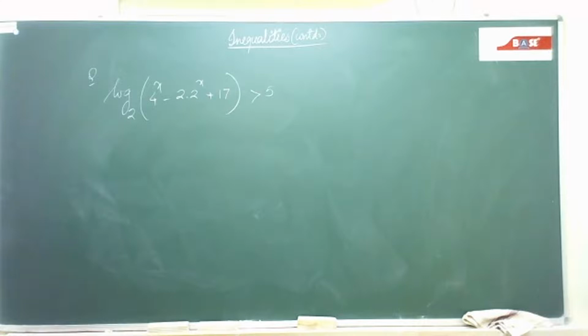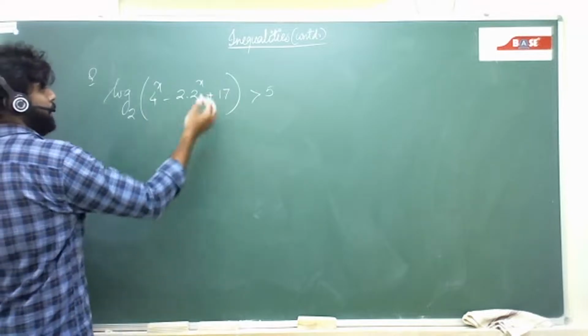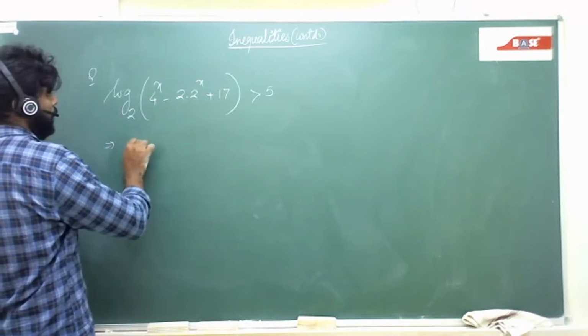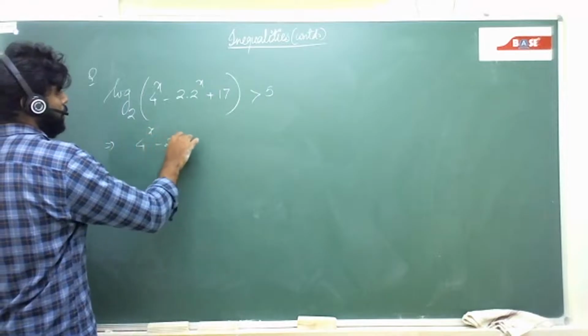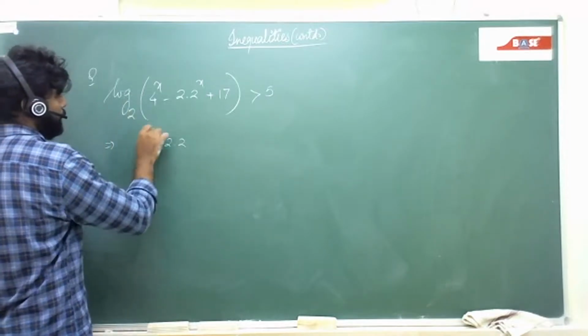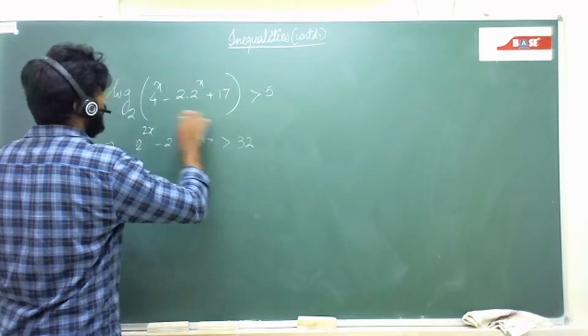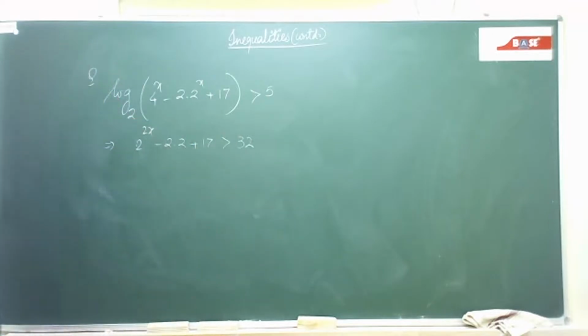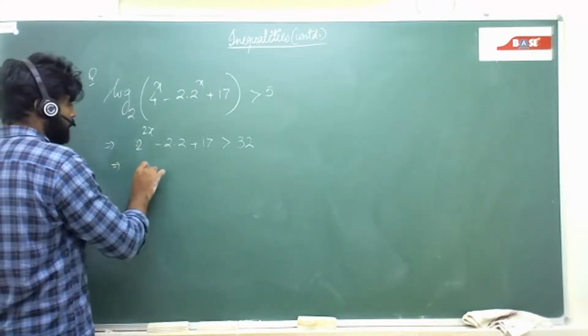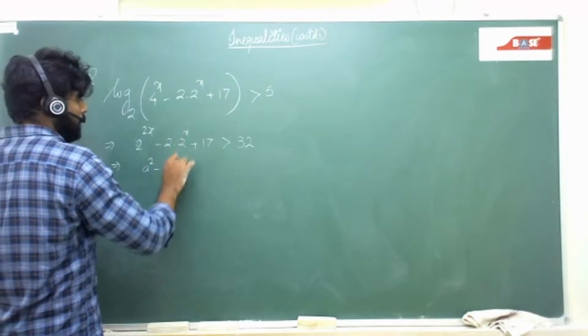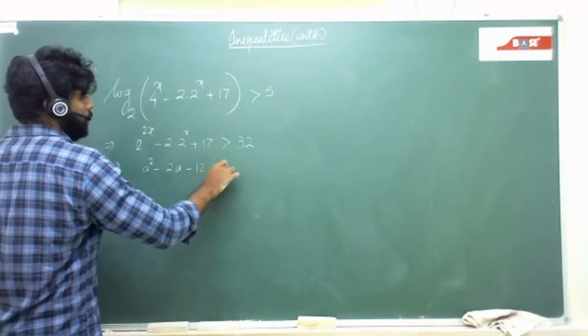Now, if we transpose the log and take anti-log, that is 2 to the power 2x that we got. That will be more than 32, 2 to the power 5, and the base is more than 1. So monotonic increasing, so the inequality sign will not change. Now transpose it here. So we can write it like this: 2a minus 12 more than 0.